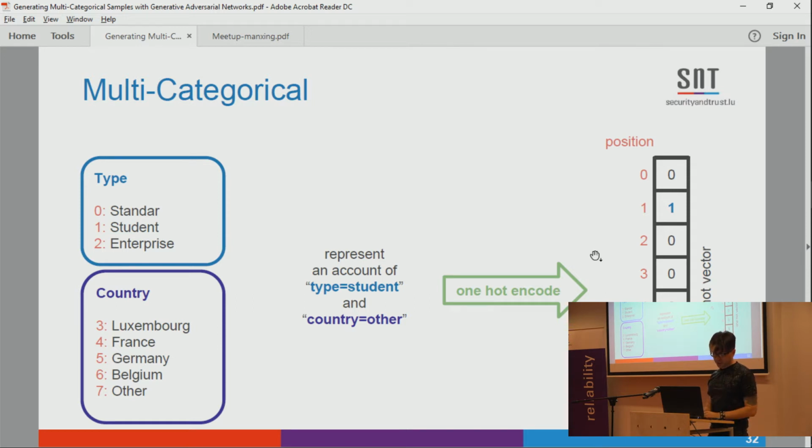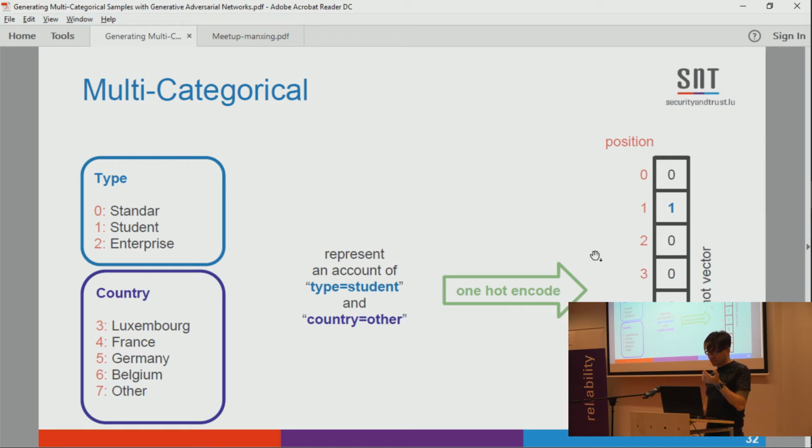I have just some countries. And in this case, if I want to represent an account from a student and another country, I need to put two dimensions into one, not only one dimension. So this is like a multi-one-hot encoding.